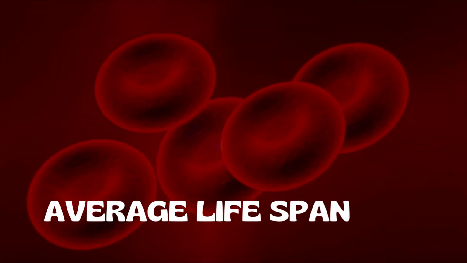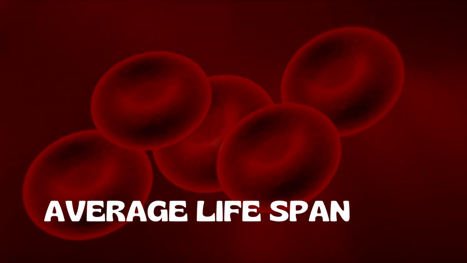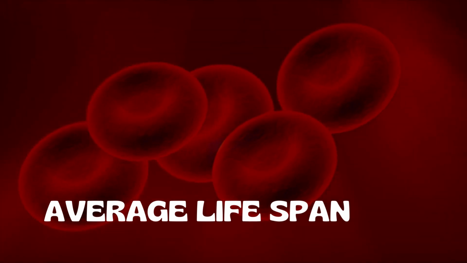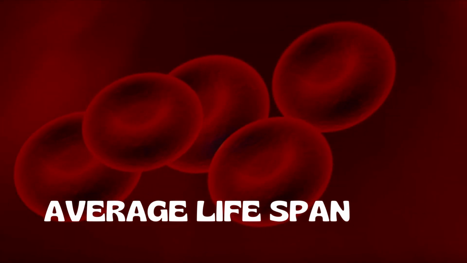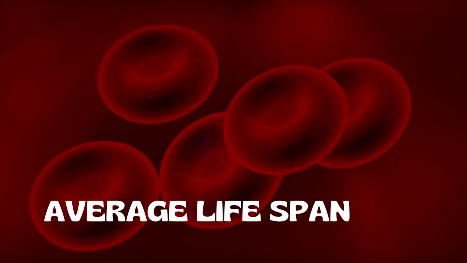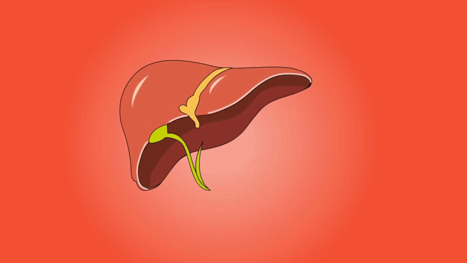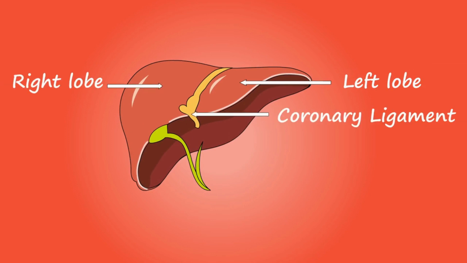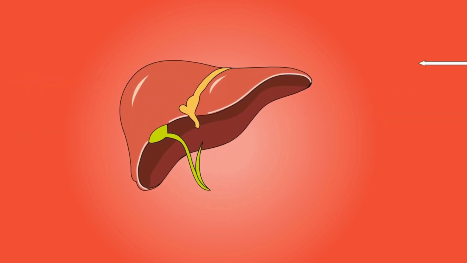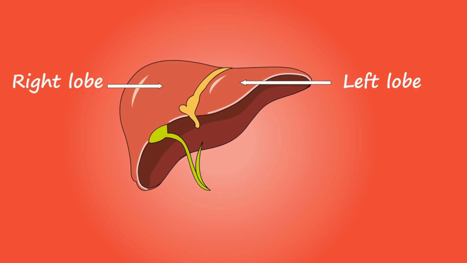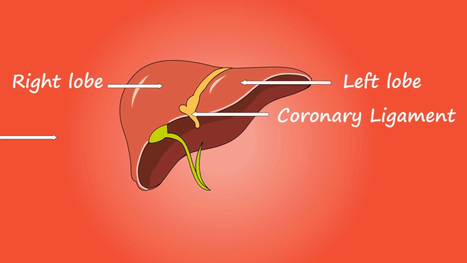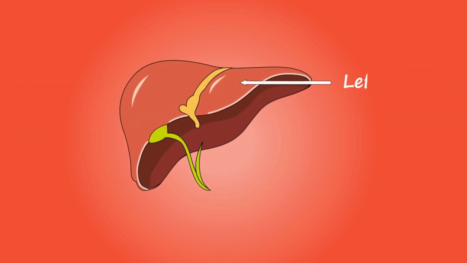Average lifespan. The average lifespan of a red blood cell is about 4 months, after which it breaks down. Each red blood cell survives almost 4 months, and after that it breaks down. It breaks down and disintegrates in the liver and spleen, partially by phagocytosis. Phagocytes are cells which eat or engulf other cells, and this eating process is called phagocytosis.